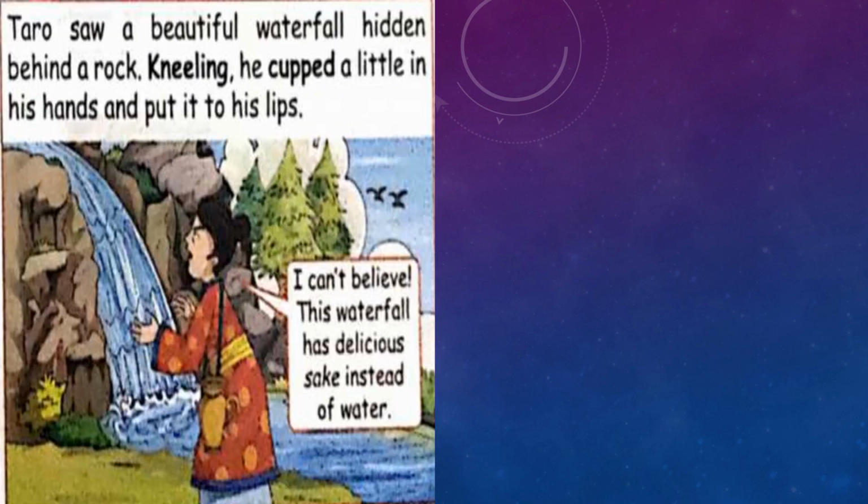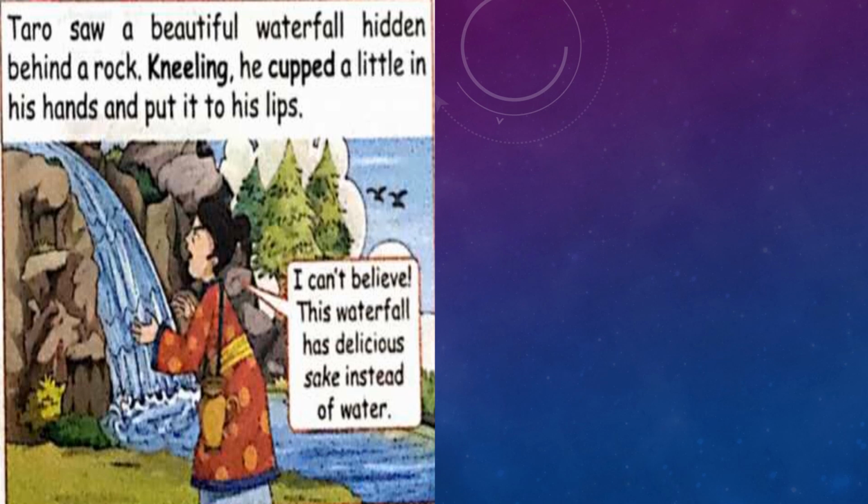So after that, what happened? Taro saw a beautiful waterfall hidden behind a rock. Kneeling, he cupped a little in his hands and put it to his lips. Now again, an arrow is there. So this is again the direct speech of Taro. He was saying, I can't believe this waterfall has delicious sake instead of water.